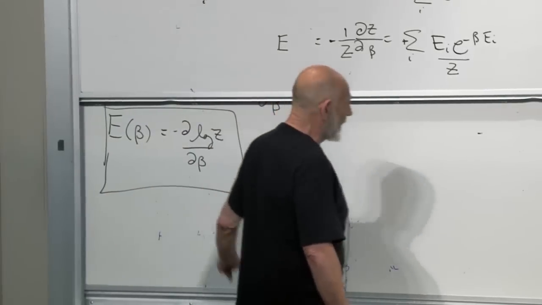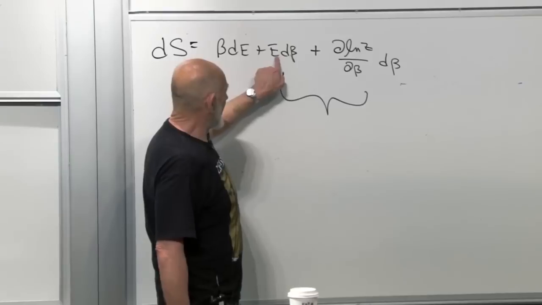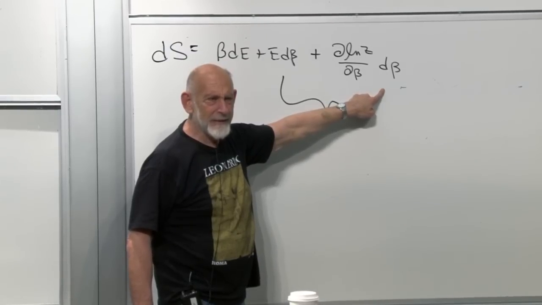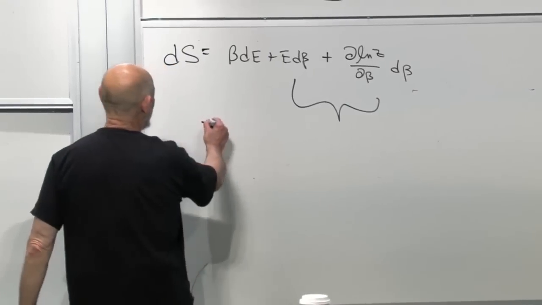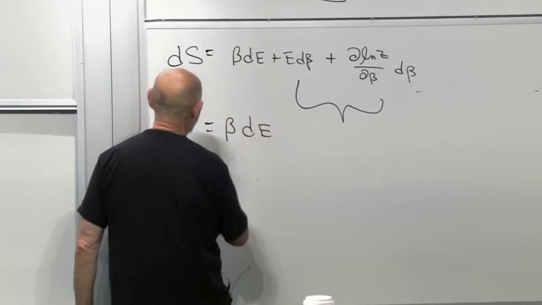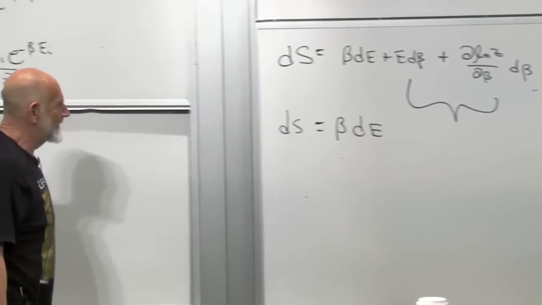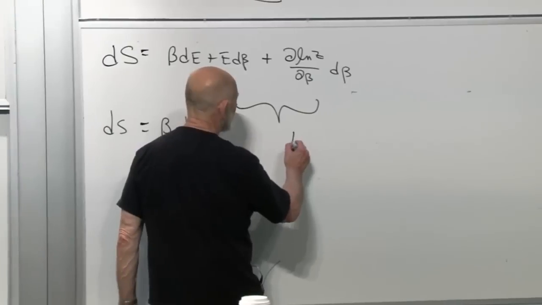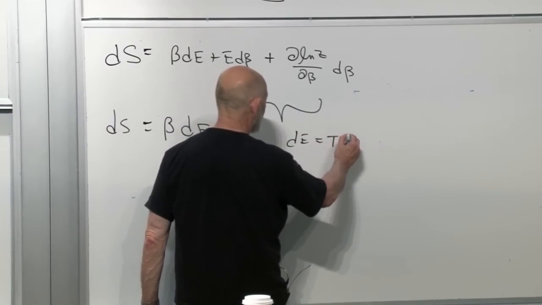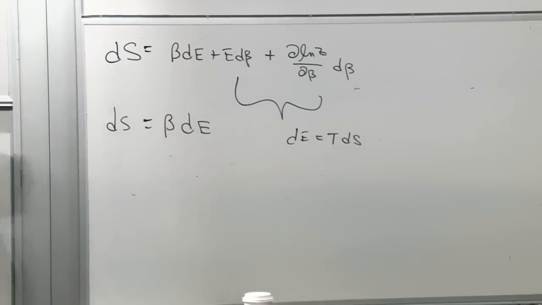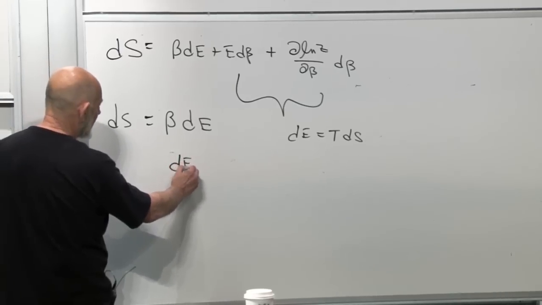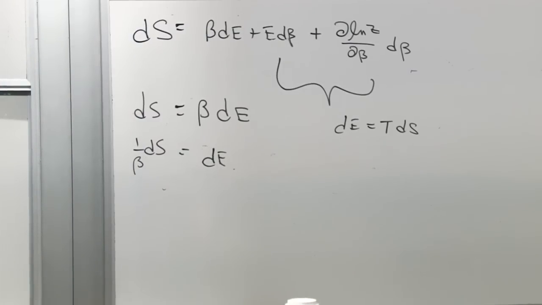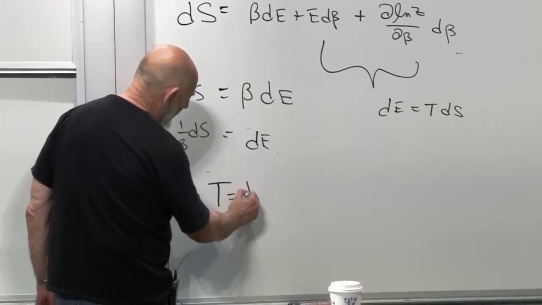Energy is equal to minus d log Z by d beta. So we have energy times d beta minus energy times d beta. Equals beta dE, dS. What was the definition of temperature? Temperature was, let me remember, dE equals T dS, right? Okay, here we have dE equals 1 over beta dS. Thus, it follows that the temperature is equal to 1 over beta.